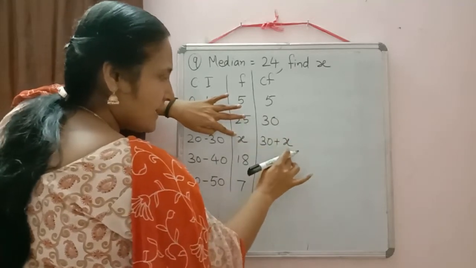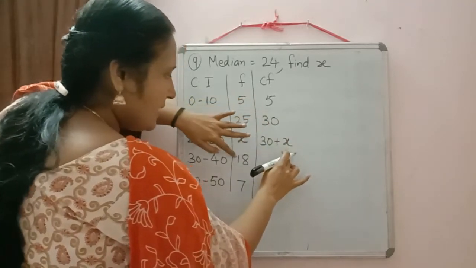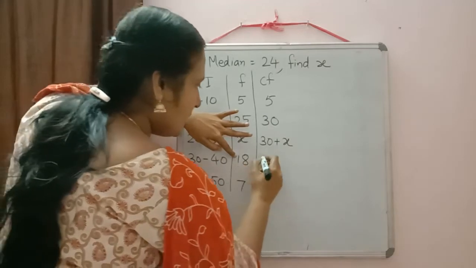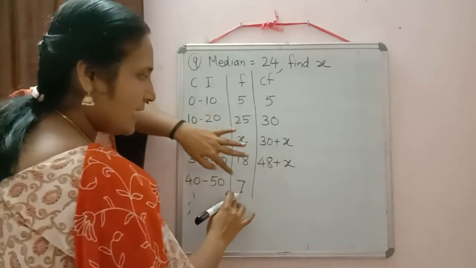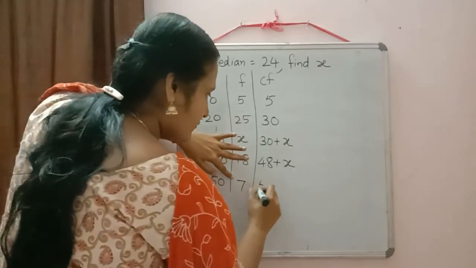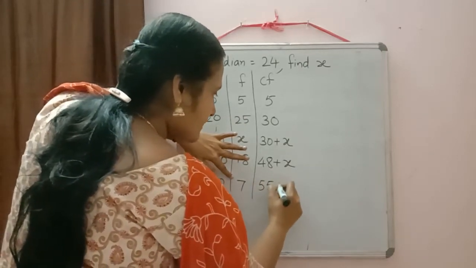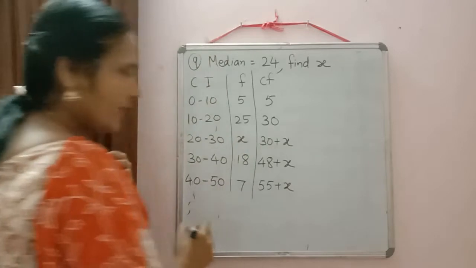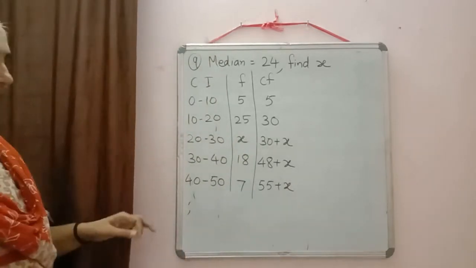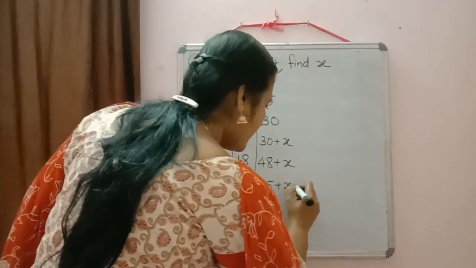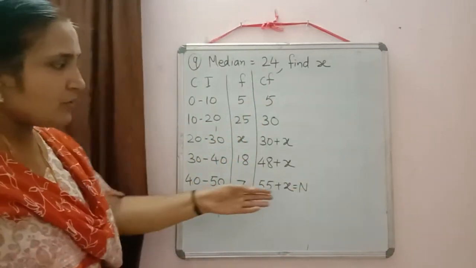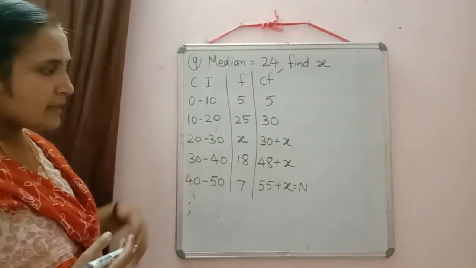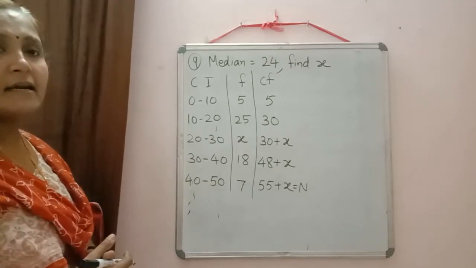30 plus x. Then 30 plus 18. So that will be equal to 48 plus x. Next is 48 plus x plus 7. So 48 plus 7 is 55 plus x. So we got the cumulative frequency and this is the value of n. Sum of all the frequency. But here we don't know the value of x. Then how we will calculate the median class?